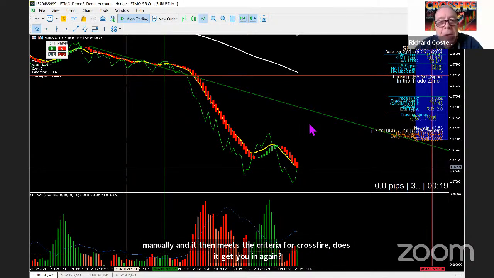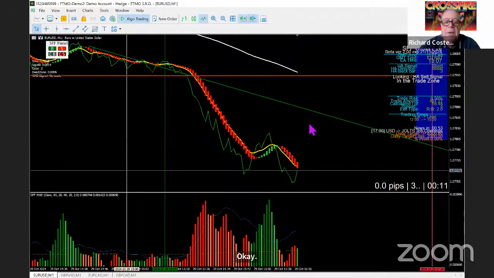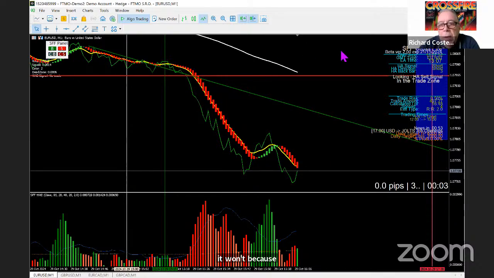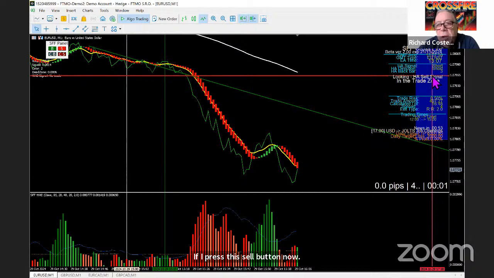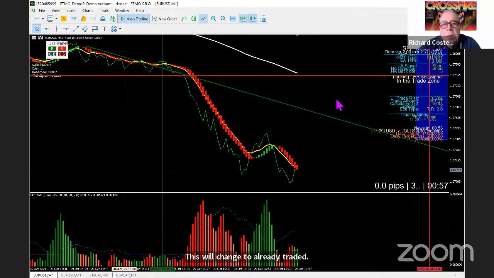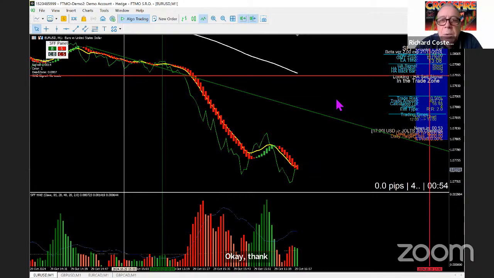I think I've done that before, and it hasn't. Okay. It won't take another trade, because if I press this sell button now, this will change to already traded. Right. Yes. Of course. Okay. Thank you. So it won't get you into another trade when it meets the criteria.